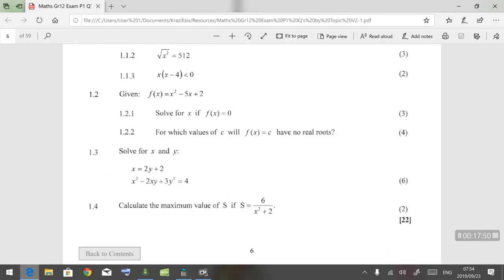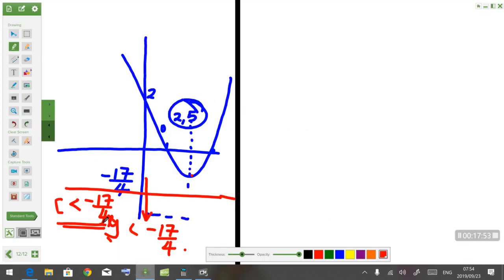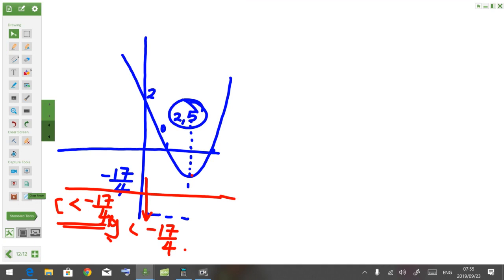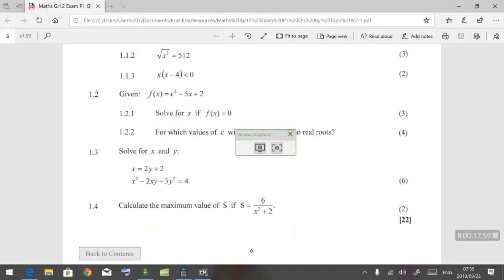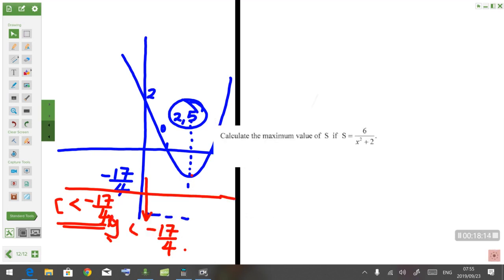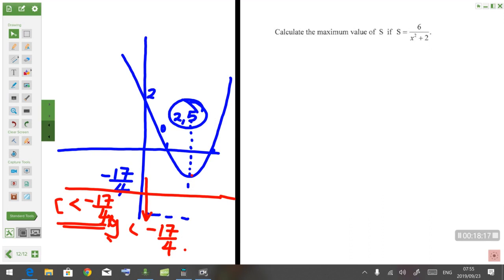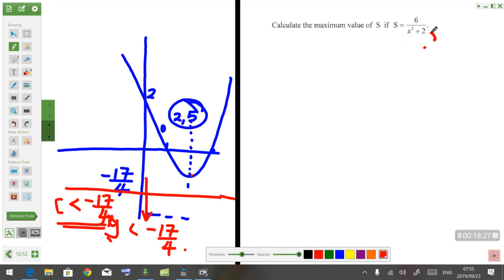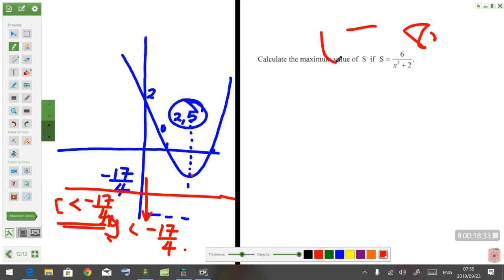And finally, this one, calculate the value. Let me just quickly do this. Calculate the value of the maximum value. All right, let's work through that quickly. Now, if we were to calculate the maximum value of S, it means this denominator must be minimum.